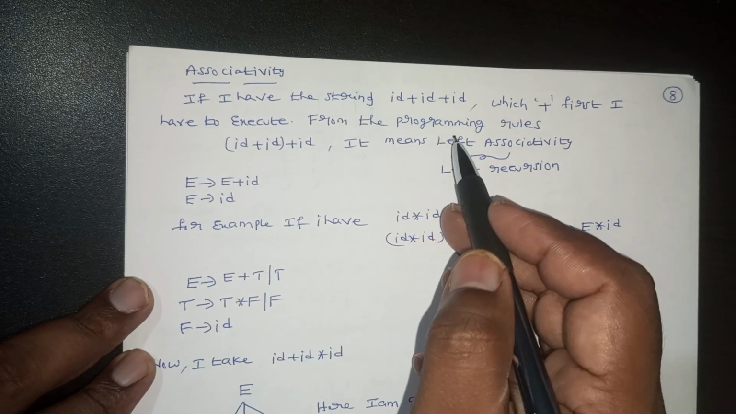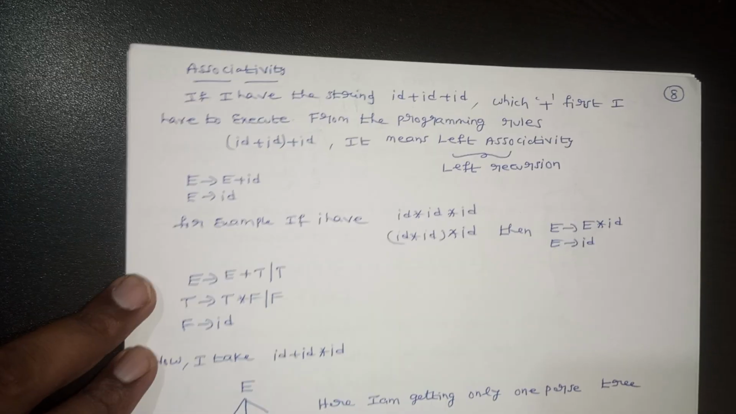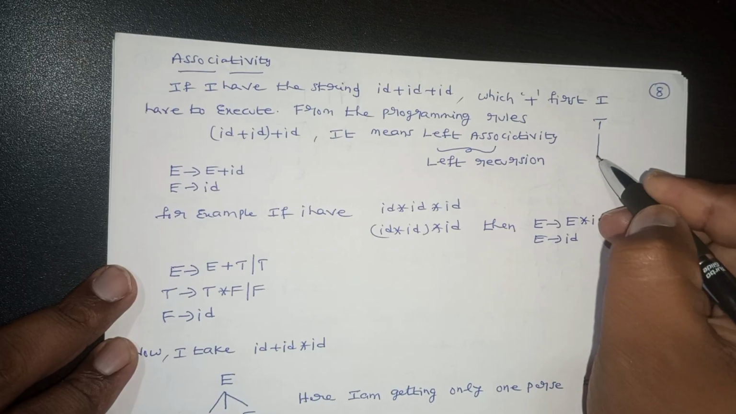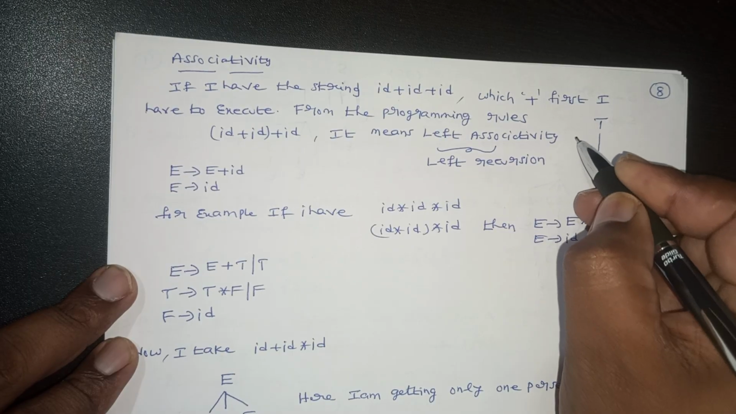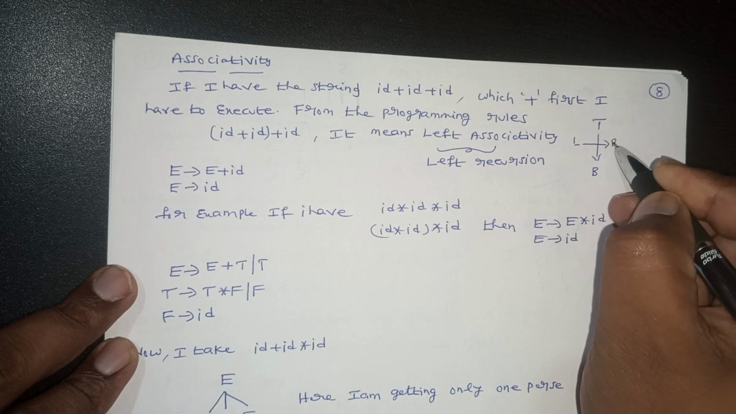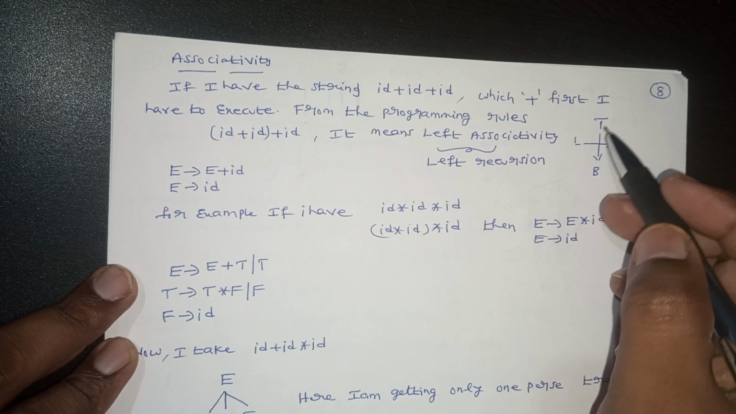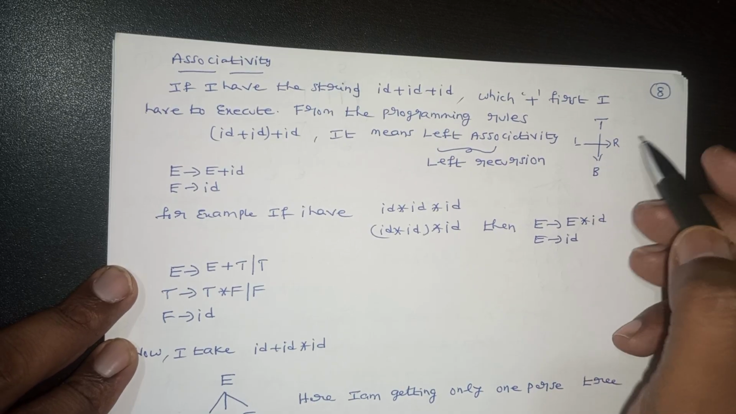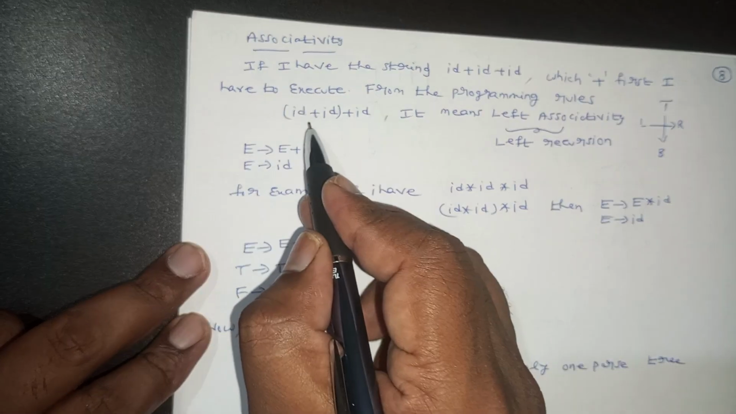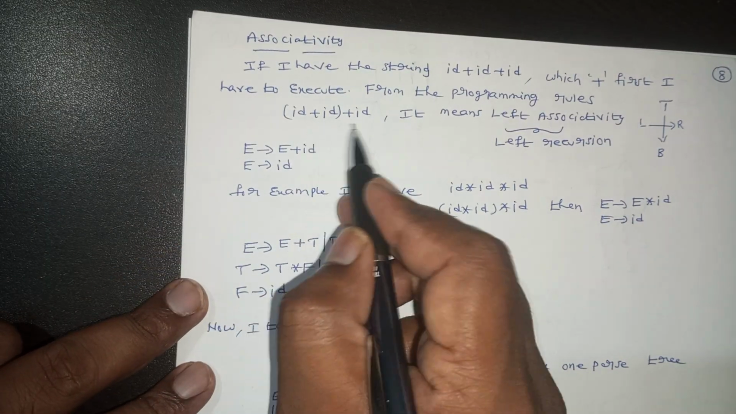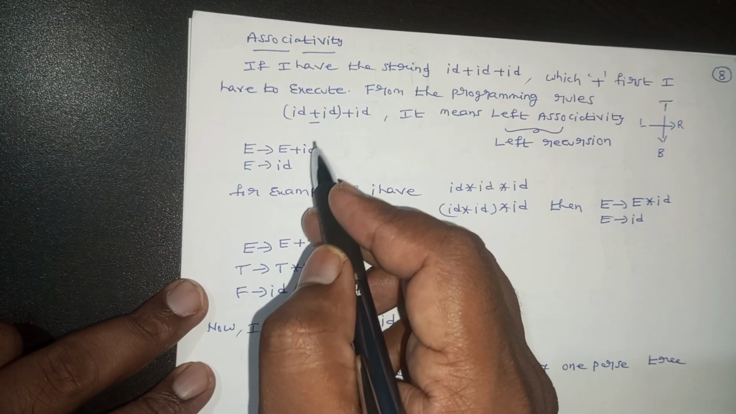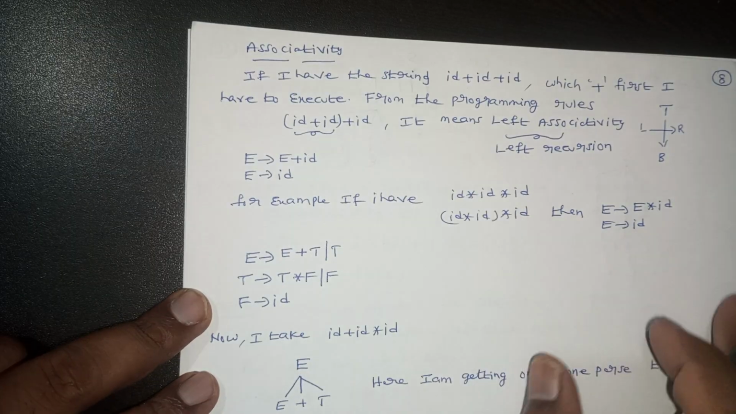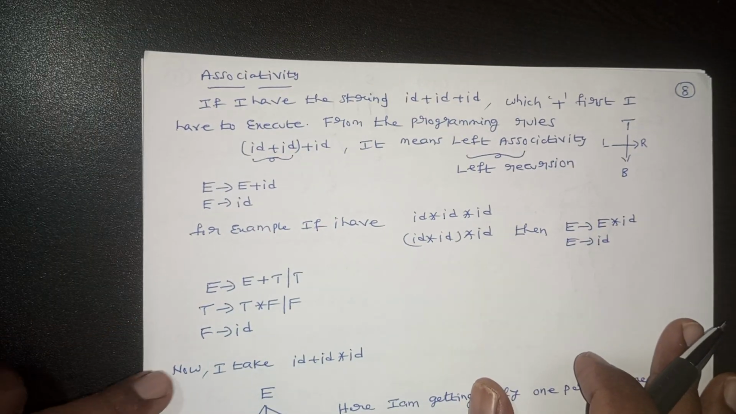Generally, how does a program execute? You already know. The program executes from top to bottom, and then L to R, left to right. It means whatever comes in the first place, I have to execute first. That is called left associativity. You have to call it left associativity.